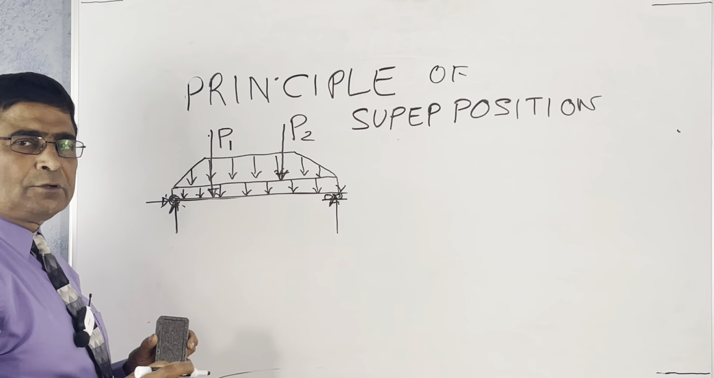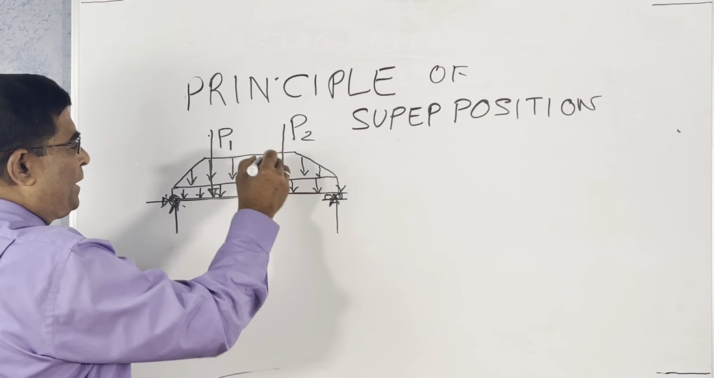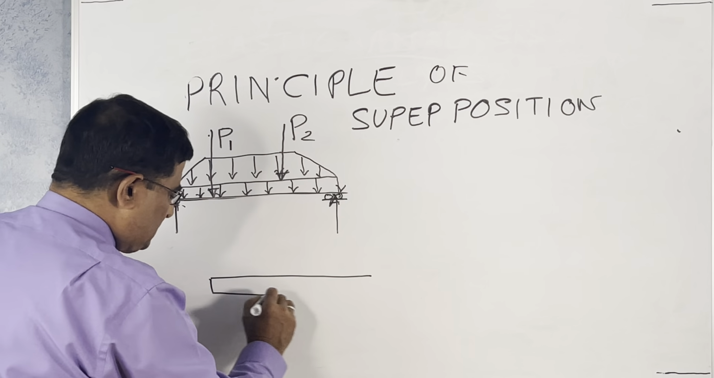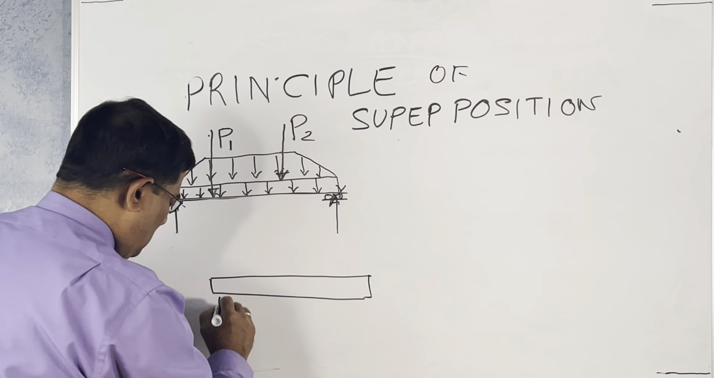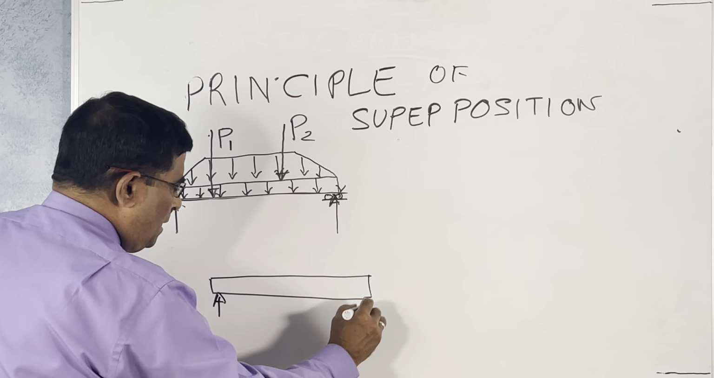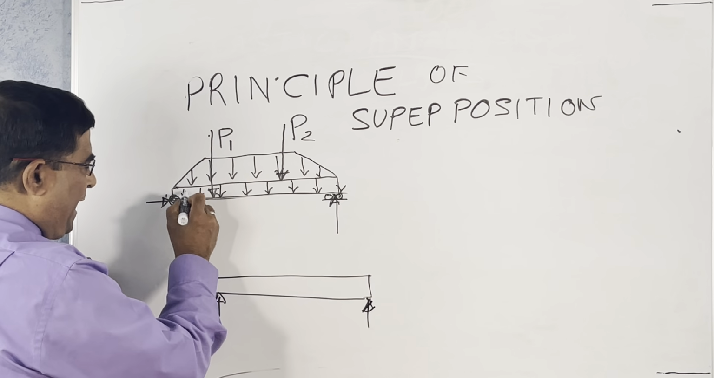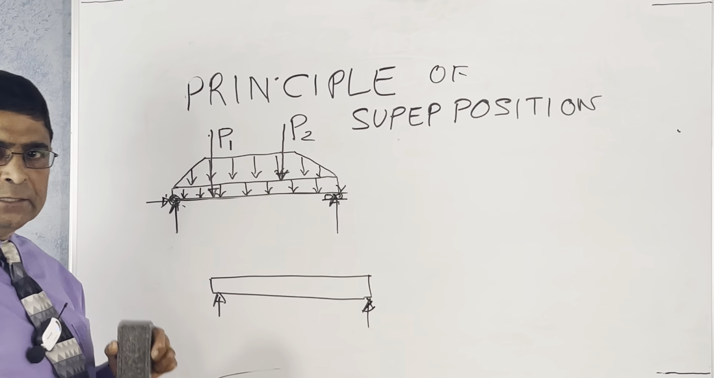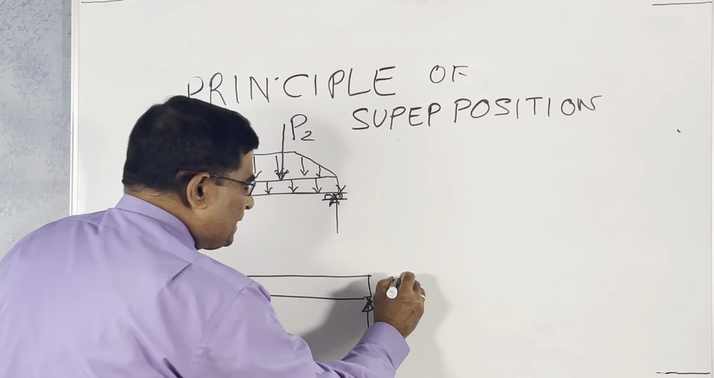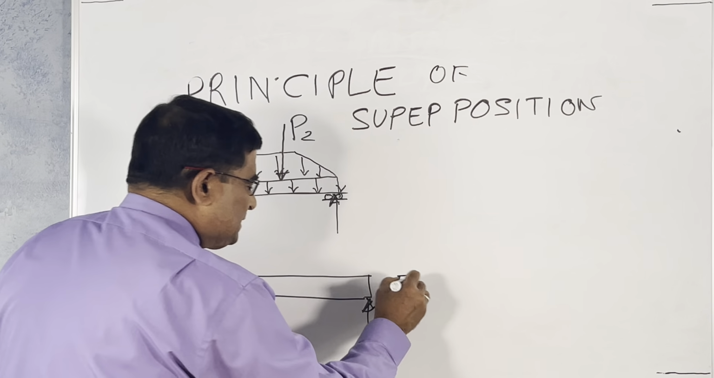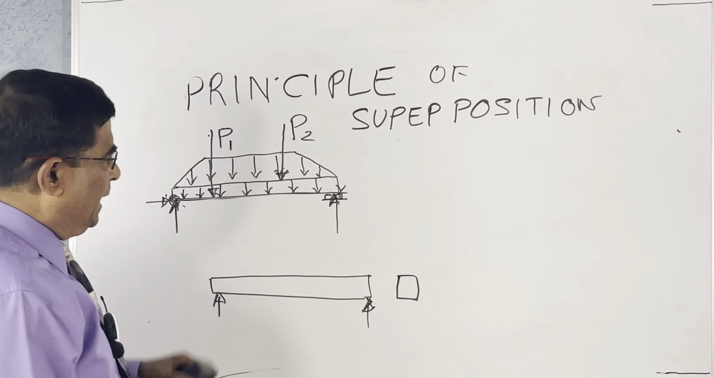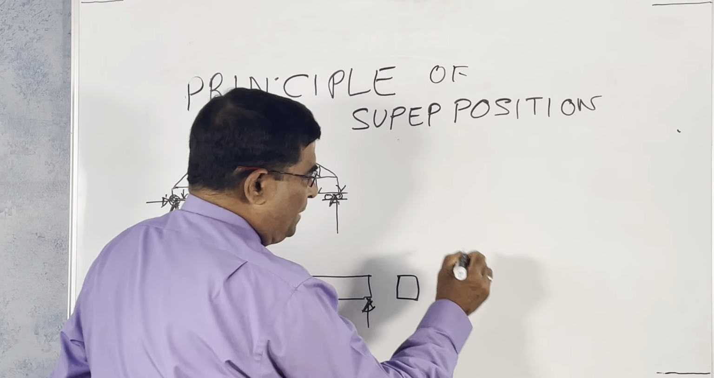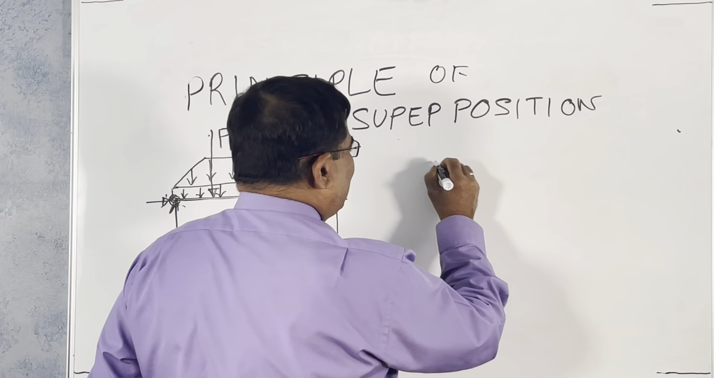You may be wondering why this is a UDL, how it is. If you have a beam like this, the self weight of the beam will be acting uniformly. It's everywhere the same, self weight, depending on the section. And if it is carrying a slab over it, suppose a two-way slab, I will explain the two-way slab.